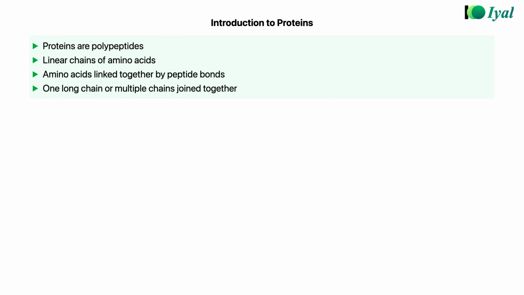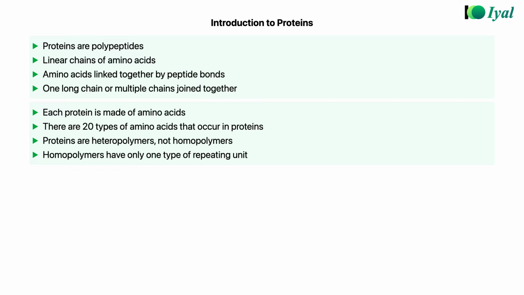Now let's focus on one of the most important macromolecules, proteins. Proteins are called polypeptides. That means multiple peptides strung together. What's a peptide? It's amino acids linked together. And they're linked by something called a peptide bond. So a protein is essentially a chain, sometimes a very long chain, of amino acids all connected by peptide bonds.